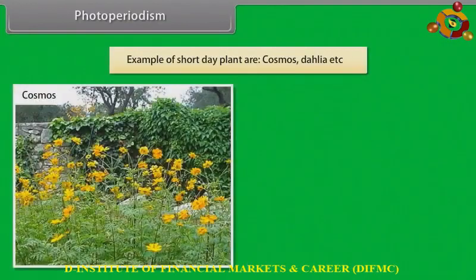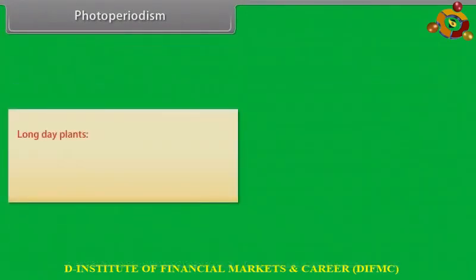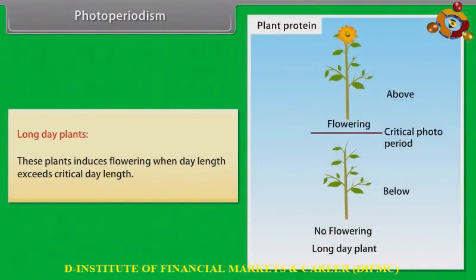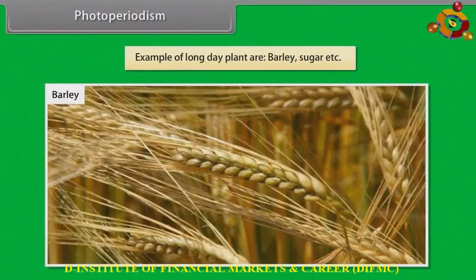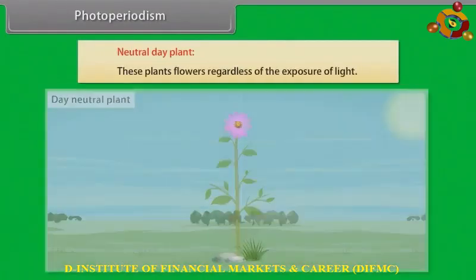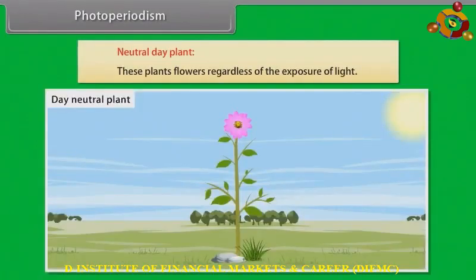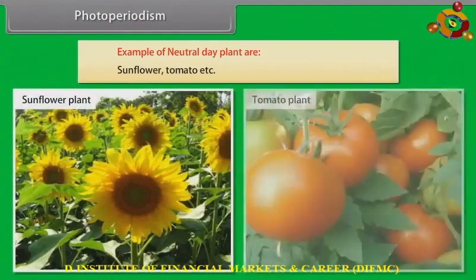Examples of short day plants are cosmos, dahlia, etc. Long day plants. These plants induce flowering when day length exceeds critical day length. Examples of long day plants are barley, sugar beet, etc. Neutral day plants. These plants flower regardless of the exposure of light. Examples of neutral day plants are sunflower, tomato, etc.